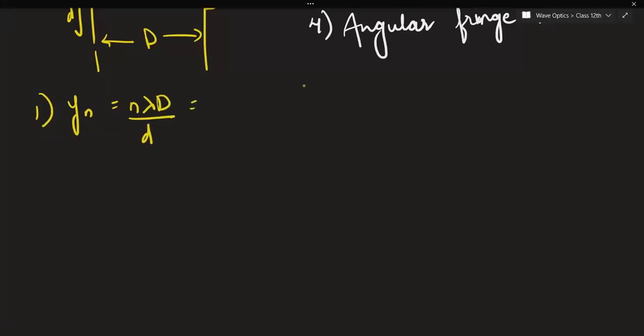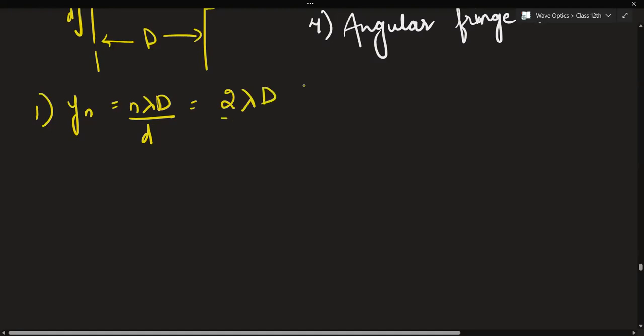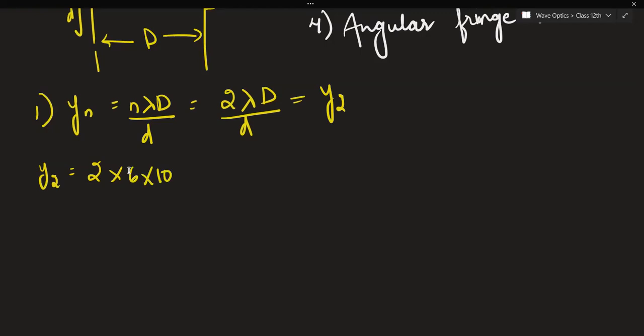So n is given to you as 2. That will be 2 lambda capital D by small d, and this is the value of y2. Now put in the values. y2 will be 2 into the wavelength, which is given as 6000 angstrom. So we can write it as 6 into 10 to the power minus 7 meters.